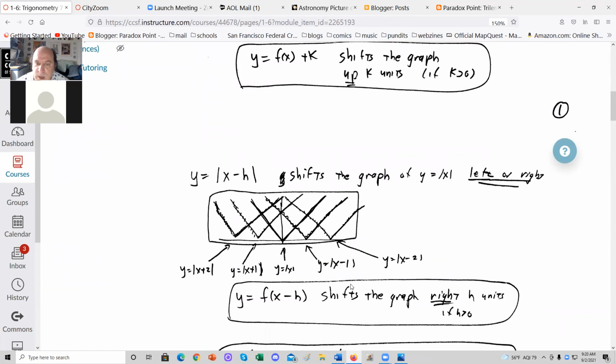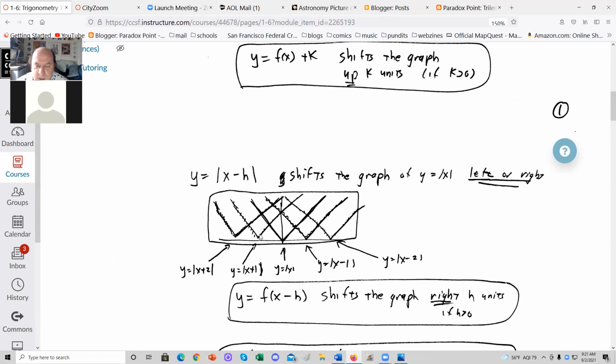Y equals absolute value of x minus h, so we have a minus h inside the absolute value sign, shifts the graph left or right. Here's a graph of y equals absolute value of x. Y equals absolute value of x minus 1 is shifted to the right 1. Notice I have a minus 1 here, but it's shifted right 1. This minus 1 delays the graph. Y equals absolute value of x minus 2 delays it by 2 units, so it's shifted to the right 2 units.